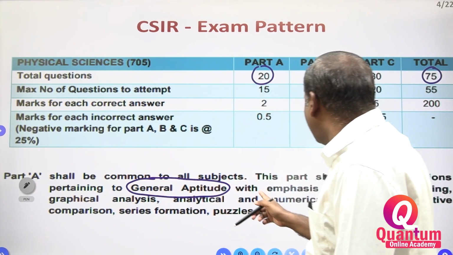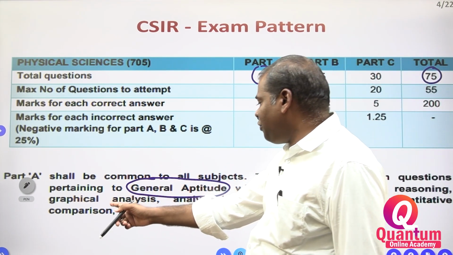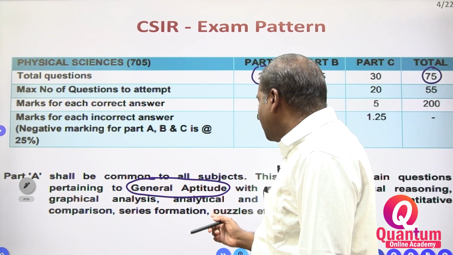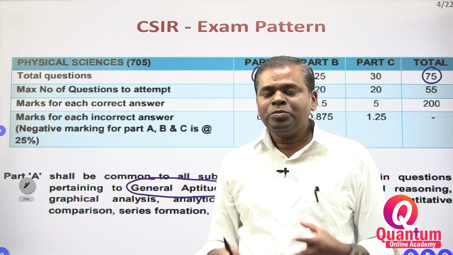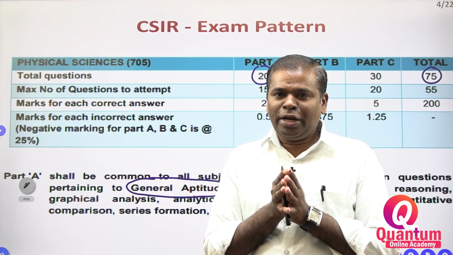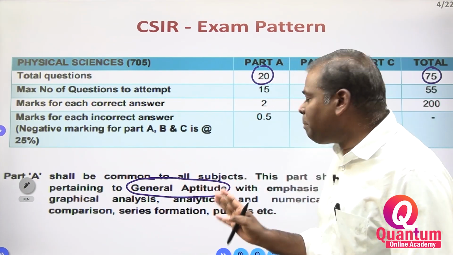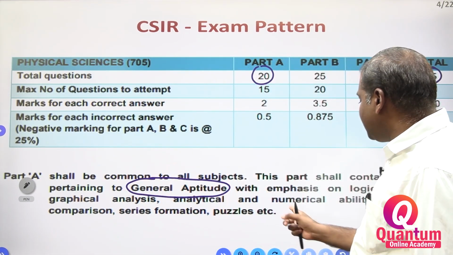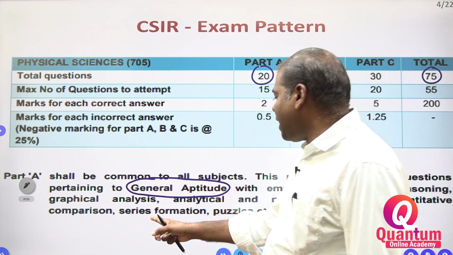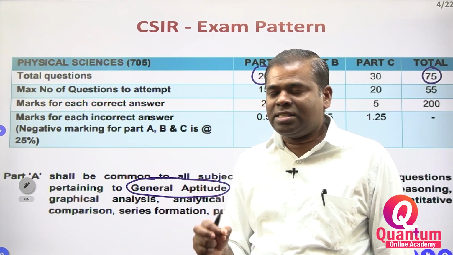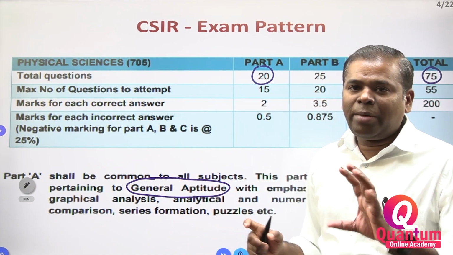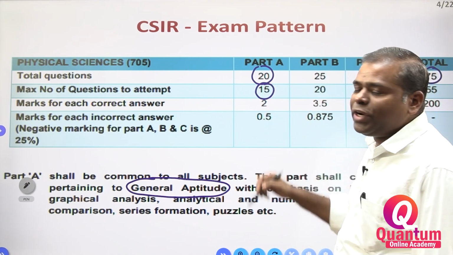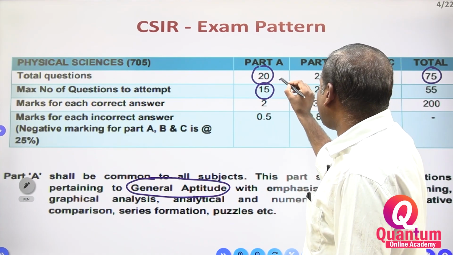This general aptitude has emphasis on logical reasoning, graphical analysis, analytical and numerical ability, quantitative comparison, series formation and puzzles, etc. You have to emphasize these topics: logical reasoning, graphical analysis, analytical and numerical ability, quantitative comparison, series formation and puzzles. From that part you will get 20 questions. How many questions do you need to attempt? 15 questions. 5 questions choice is there.